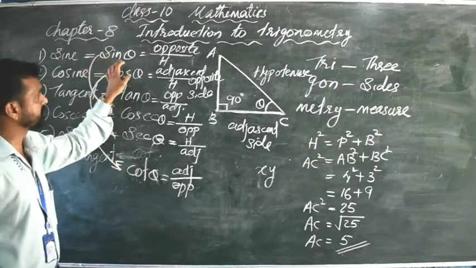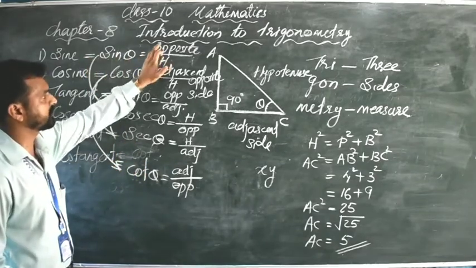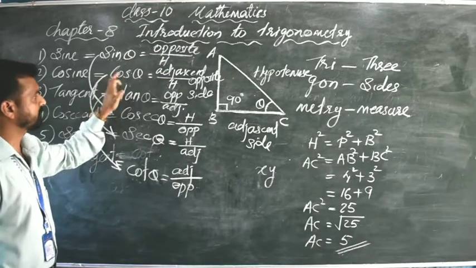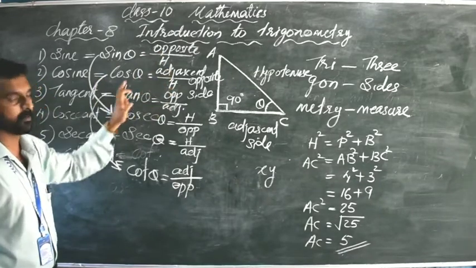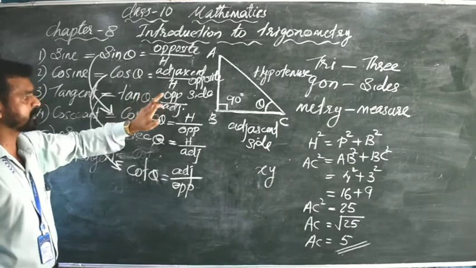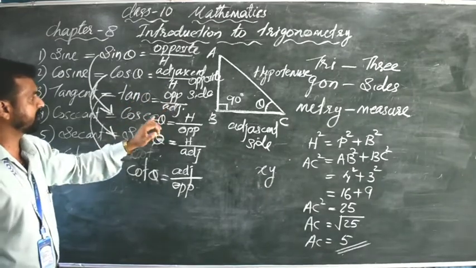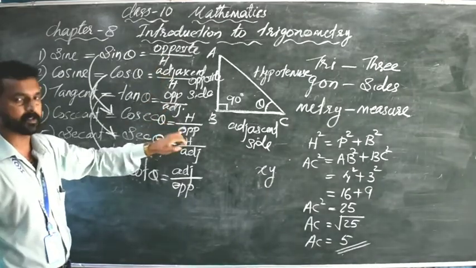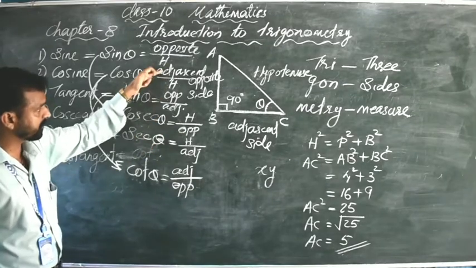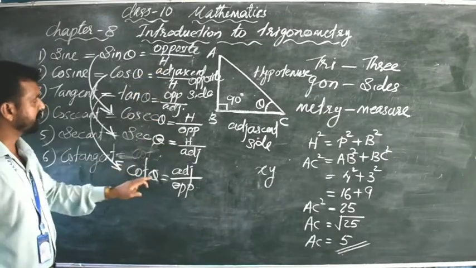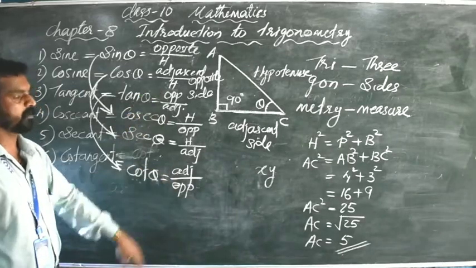So remember once more, sin theta is equal to opposite side divided by hypotenuse. Cos theta is equal to adjacent side divided by hypotenuse. Tan theta is equal to opposite side divided by adjacent. Cosec theta is equal to hypotenuse divided by opposite. Sec theta is equal to hypotenuse divided by adjacent. Cot theta is equal to adjacent side divided by opposite side.